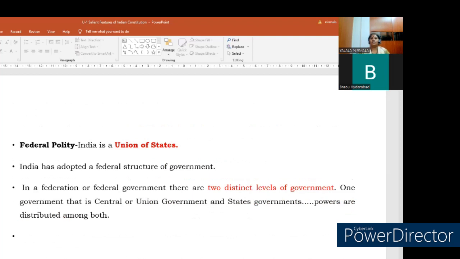Federal polity, India is a union of states. India has adopted a federal structure of government where the government is there at two distinct levels. The first one is the central government or union government, what we call, and the second one is state governments. Both the central and the state governments have their own powers.